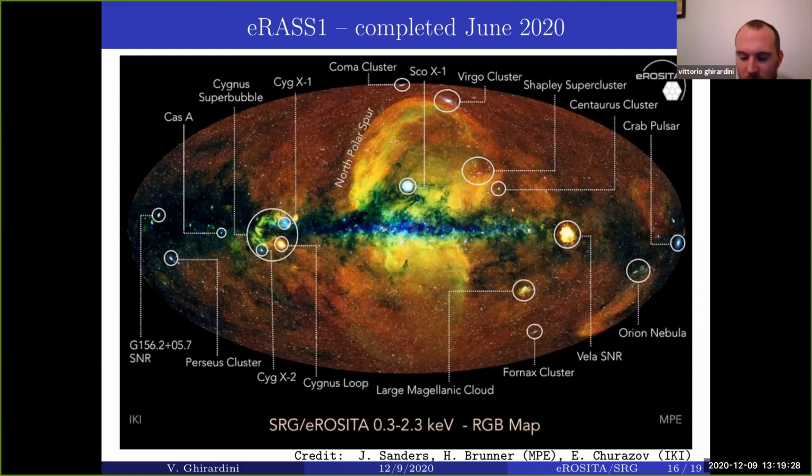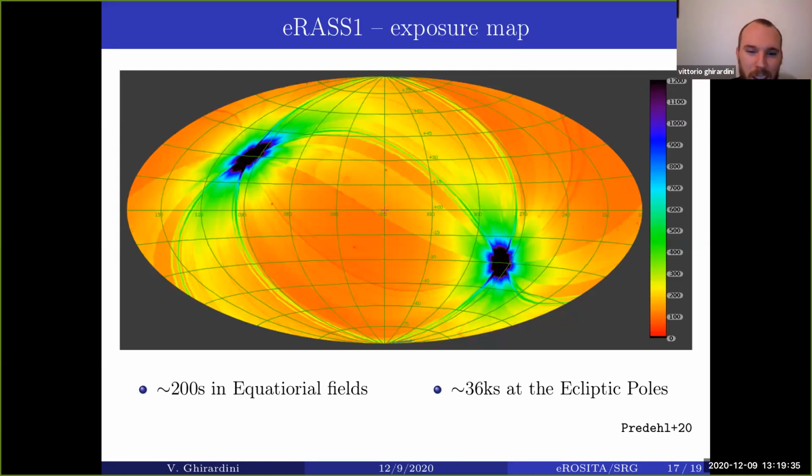And on this, I just want to showcase some nice images that were taken. First of all, I want to show the exposure map of eROSITA in eRASS1. You see that in equatorial fields, in this plane here, the exposure is about 200 seconds. But at the ecliptic poles, due to the survey strategy, where we loop around and pass basically 4 times a day around the ecliptic poles, the exposure is quite deep. In fact, at the ecliptic pole itself, we have about 36 kiloseconds, which is quite a deep survey, while in equatorial fields we have about 200 seconds.